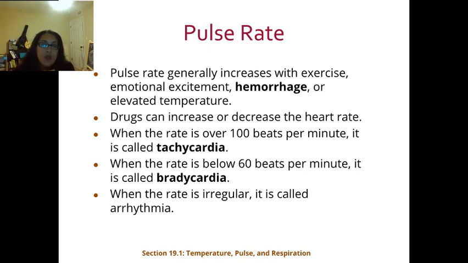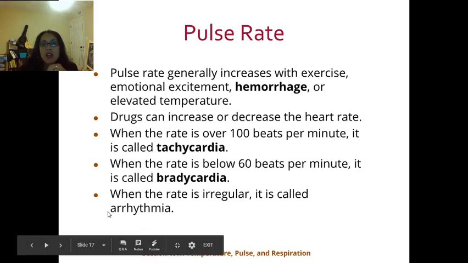When the rate is irregular, once again, here are some more Latin terms. See how this is arrhythmia? Arrhythmia means without a rhythm. So, arrhythmia.